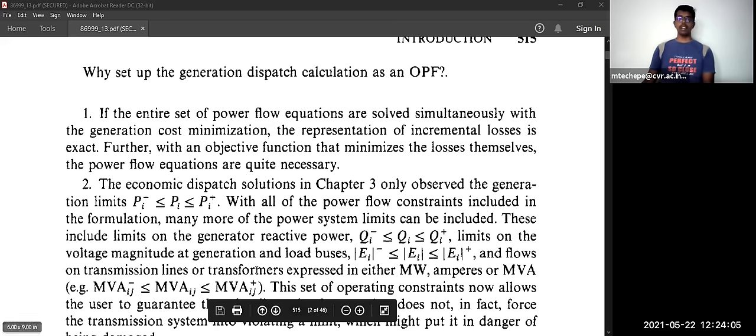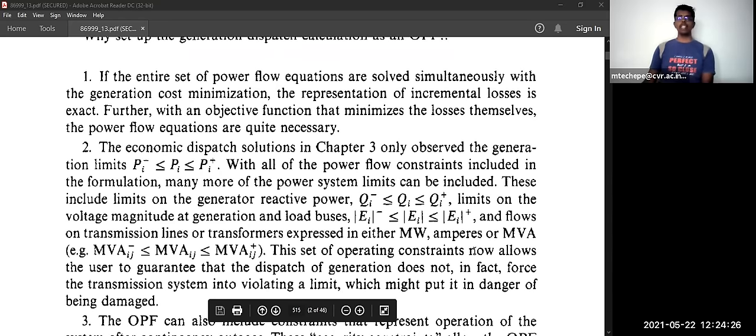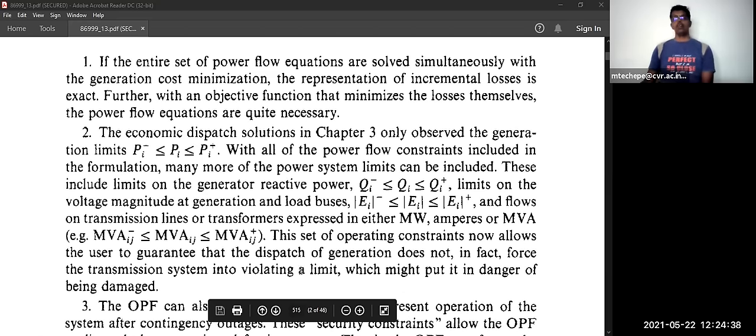And flows of transmission lines or transformers are expressed in either megawatts or MVA. So MVA limits are also there: MVA Ij minus less than or equal to MVA Ij less than or equal to MVA Ij plus. This set of operating constraints allows the user to guarantee that the generation dispatch does not in fact force the transmission system into violating a limit, which might put it in danger of being damaged. So this many limits are there.